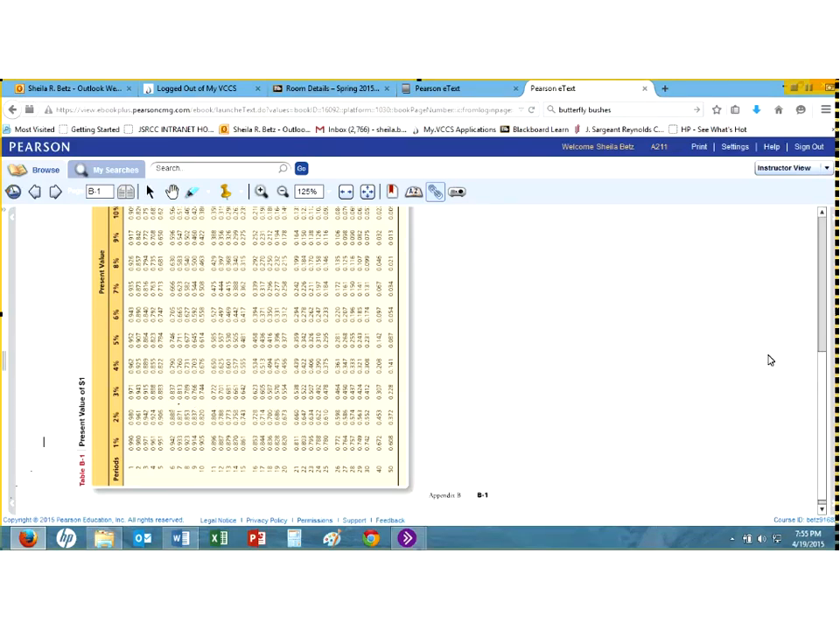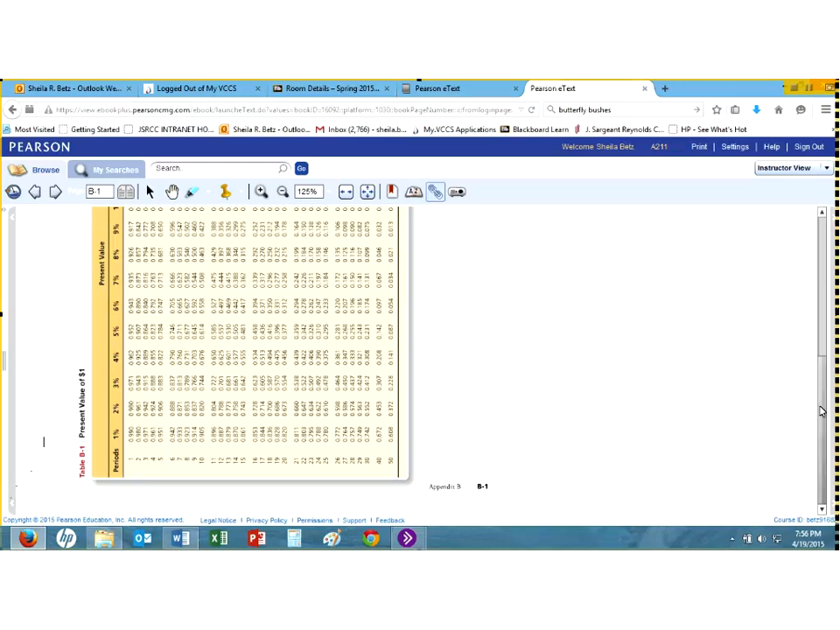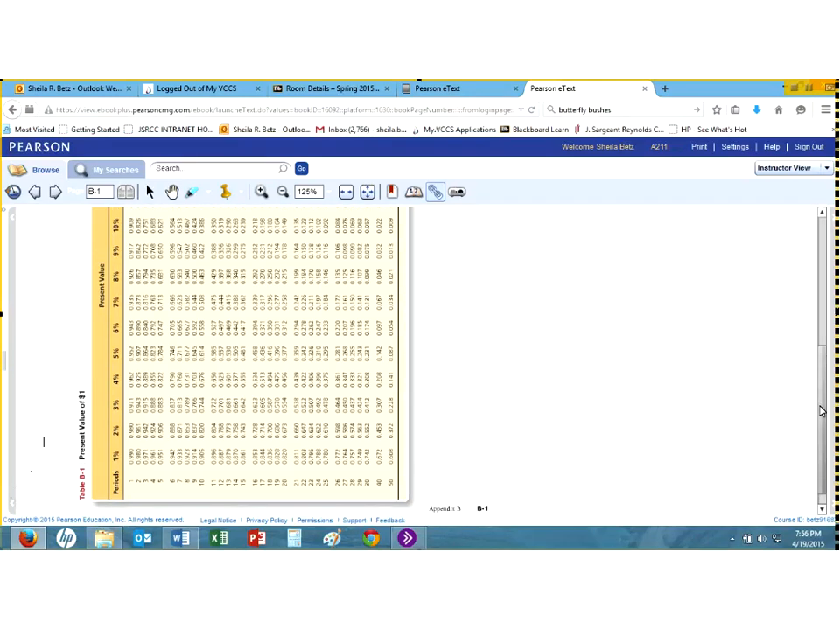Now, I wish I could flip this table, but I had played with it earlier and there's no way that the e-book will let me. So hopefully you can still follow along. What I'm going to do is find a factor in here. These are all present value factors to multiply that $1,000 by, so I can find out what that $1,000 five years from now is worth today.